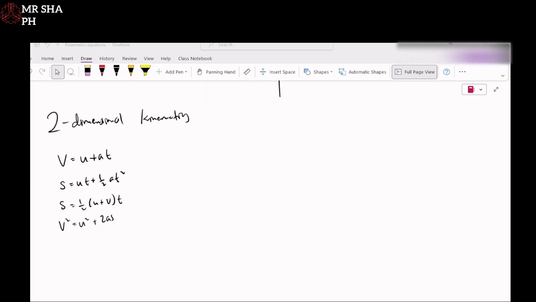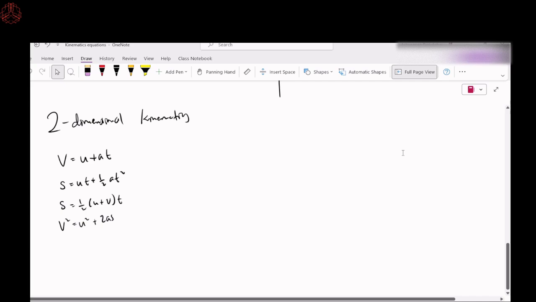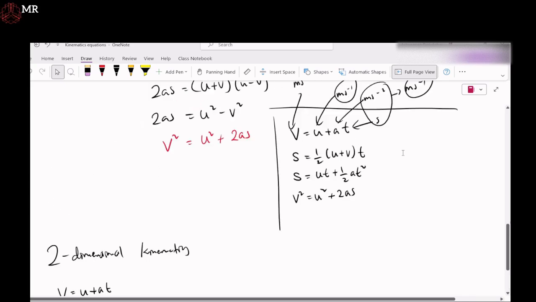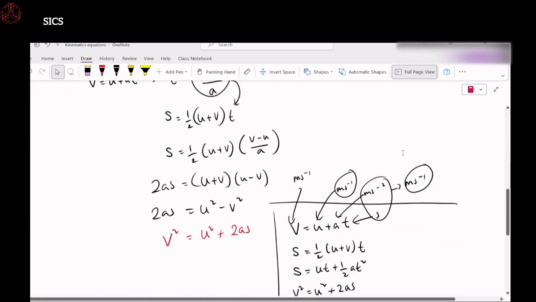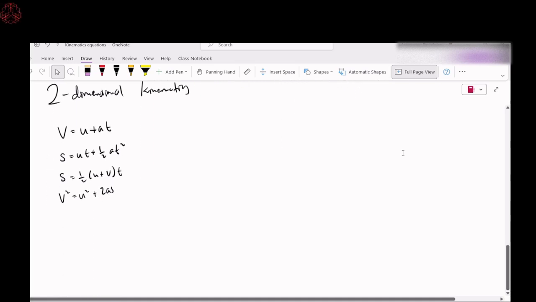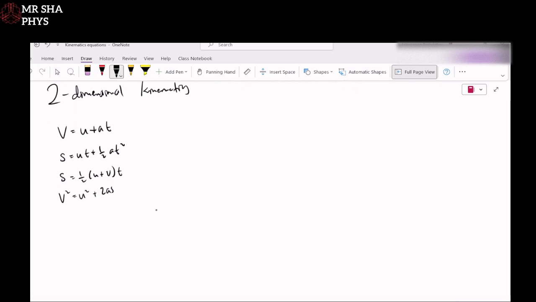We're in the next part of the kinematics equations, where we want to apply them to two dimensions. The four equations that we have are v equals u plus at, s equals ut plus half at squared, s equals half u plus v times t, and the last one, v squared equals u squared plus 2as.